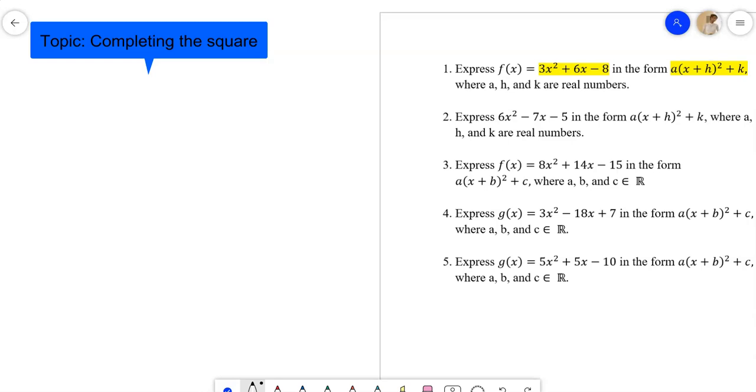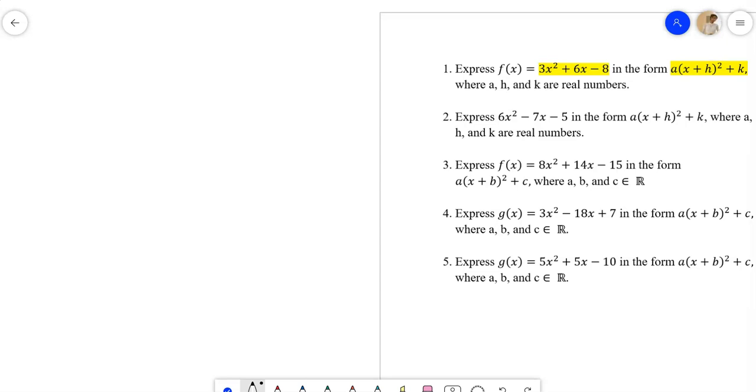Hi guys, so we are looking at example 2. We're looking at example 2 on the side of the screen.